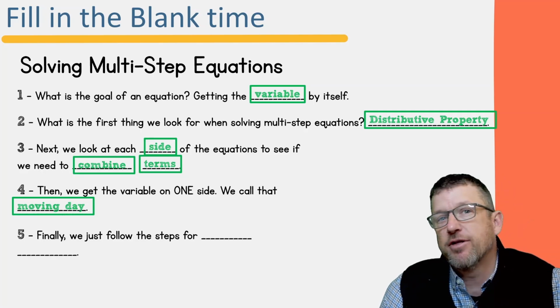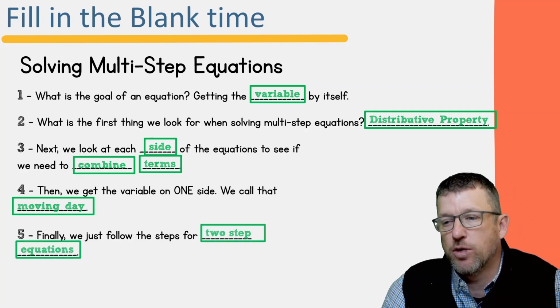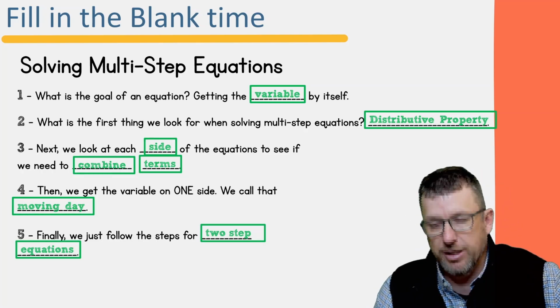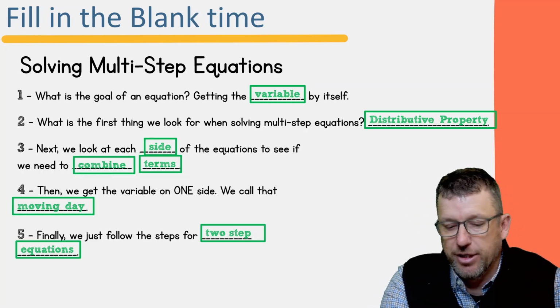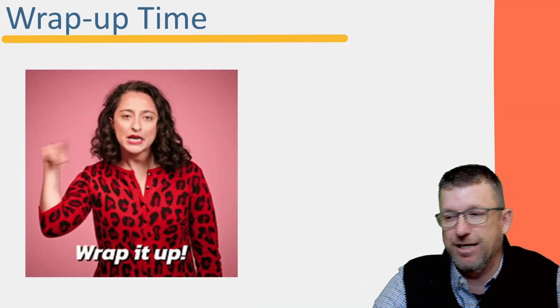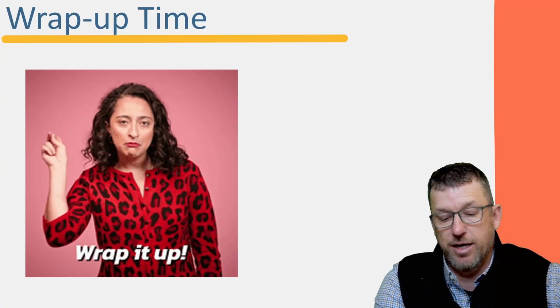Finally, we just follow the steps for what? Two-step equations. And once you follow the steps for two-step equations, you're going to realize that you have seen that before, and you're going to get to what our ultimate goal was, which was getting the variable by itself. All right, you guys are ready to go.